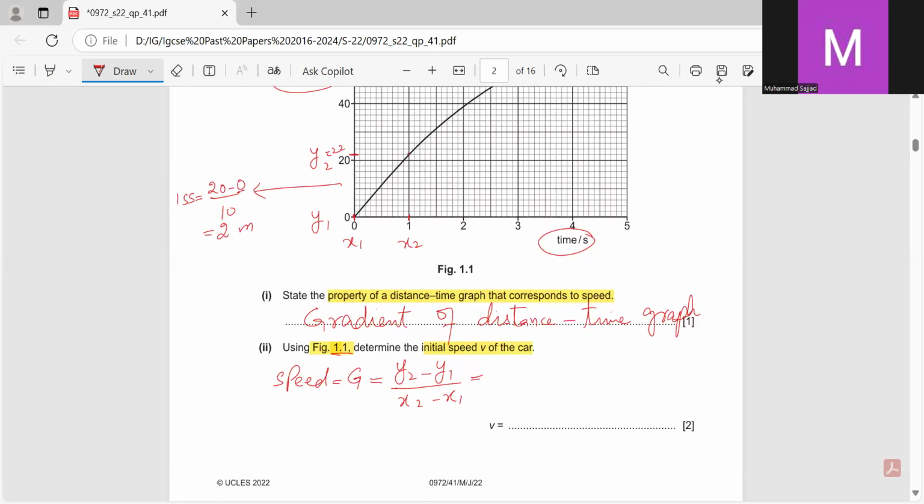So my dear friends, y2 is 22, y1 is 0, over x2 is 1, x1 is 0. Simply calculating, the answer is 22 meters per second. The answer for this question will be in a range, not exactly one particular answer. You can take even a little before 1, or after 1 second. No problem. So the answer will be within a range, and our answer right now is 22 meters per second.